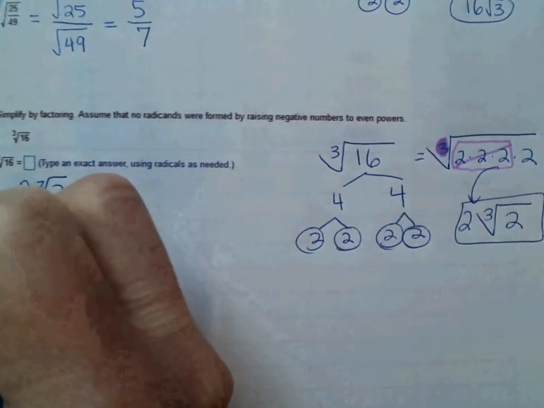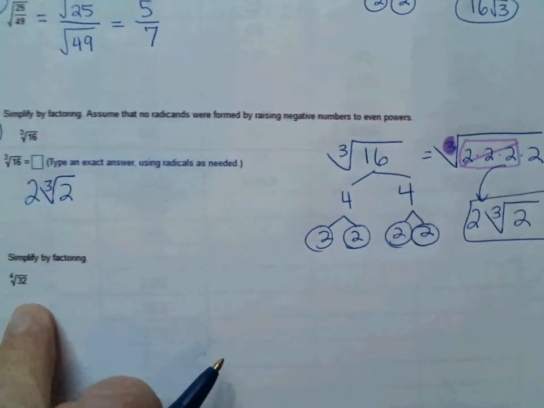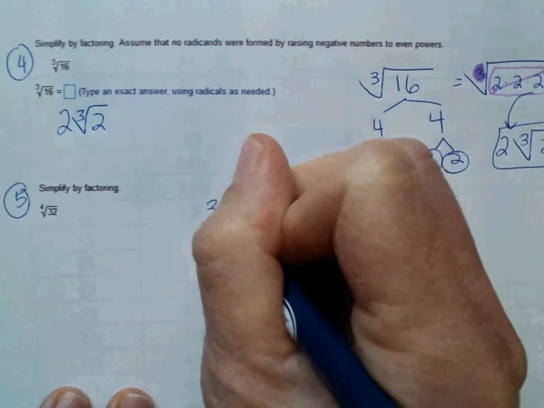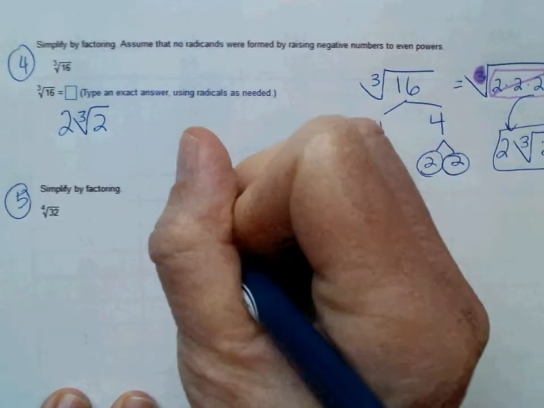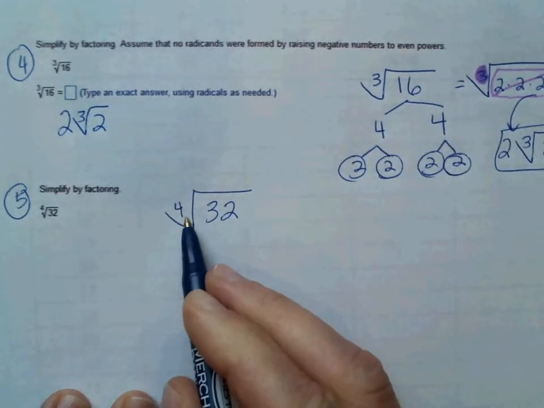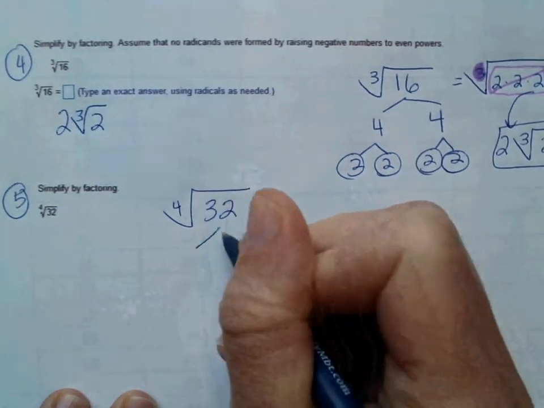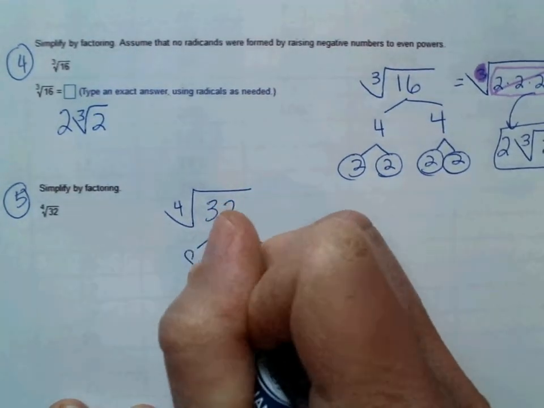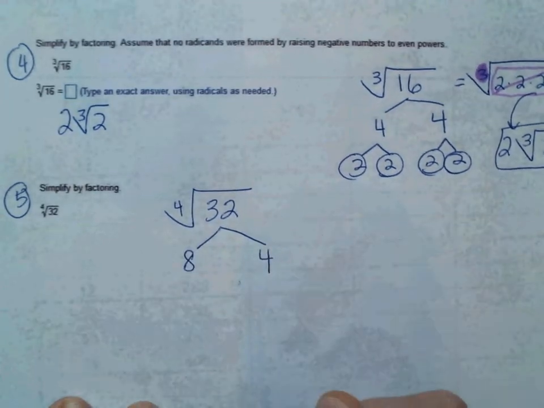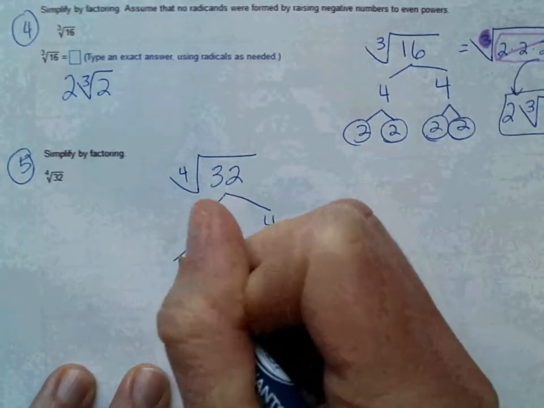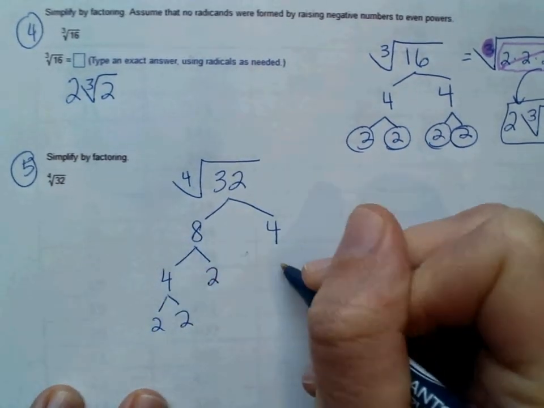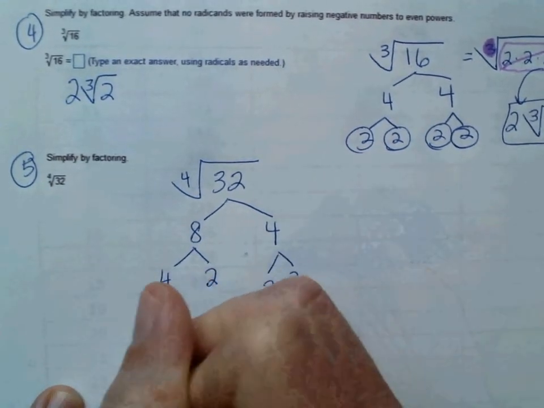All right, one more very similar. Number 5 here is the 4th root of 32. So same thing, we have to make a factor tree. And since this root index is a 4, I need groups of 4. So you can make whatever you want, but I'm going to do 8 and 4. 8 is 4 and 2. 4 is 2 and 2.